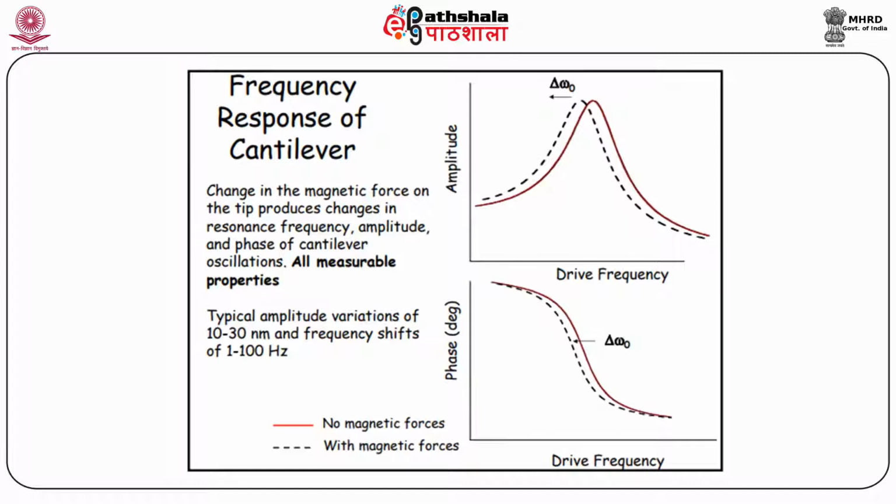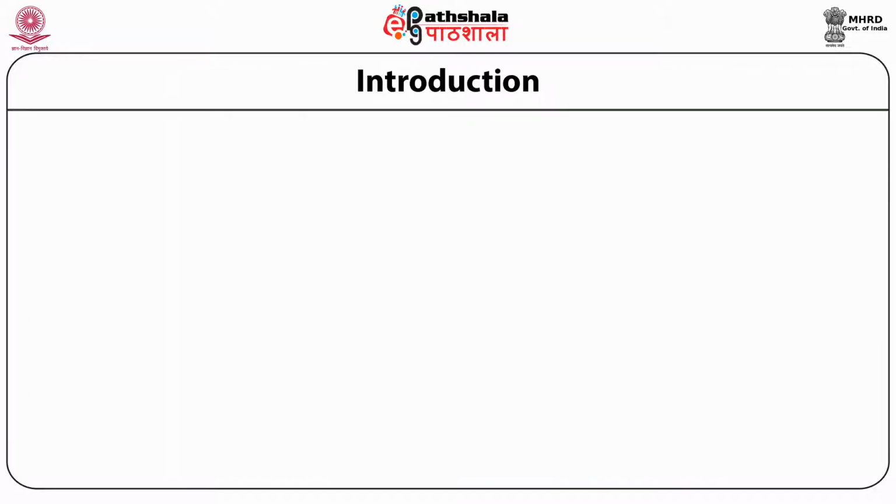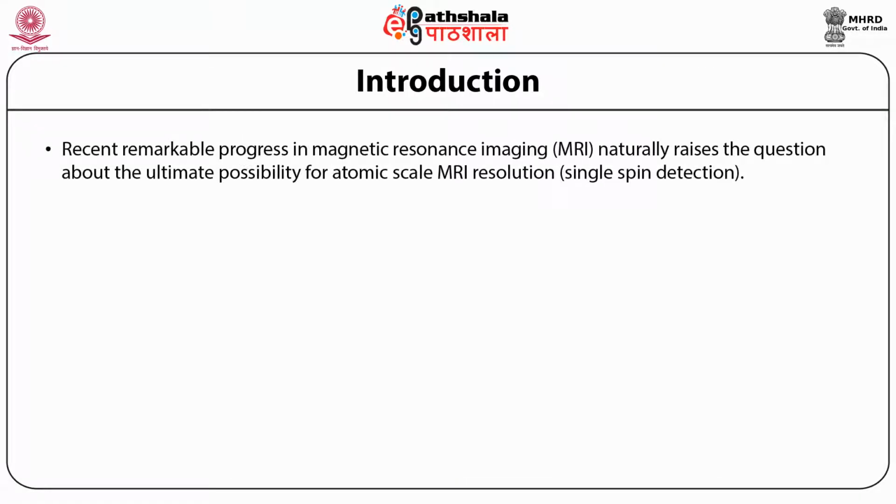And here in the figure, red lines indicate no magnetic forces are there, and dashed or dotted lines indicate the measurements with magnetic force. Recent remarkable progress in magnetic resonance imaging (MRI) naturally raises the question about the ultimate possibility for atomic scale MRI resolution, single spin detection.